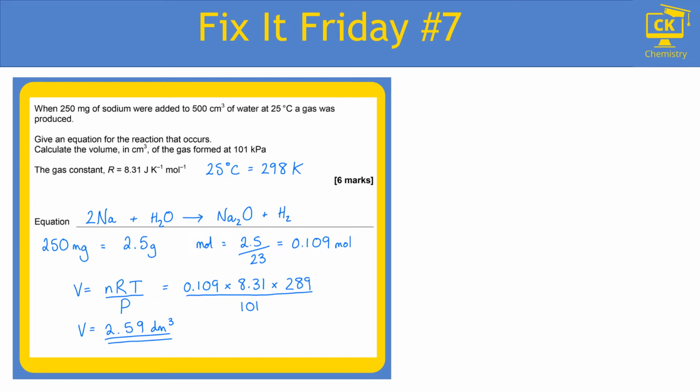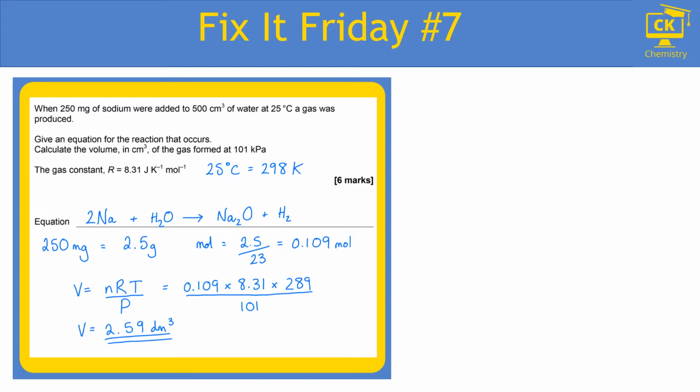So this week's Fix It Friday is kind of about the ideal gas equation, but it's also just about calculation questions in general, because there's a lot of errors in this question that are actually not related really to ideal gas calculations at all. So the first one, in fact, is the equation for the reaction between sodium and water. So it could be quite tempting to make an oxide.